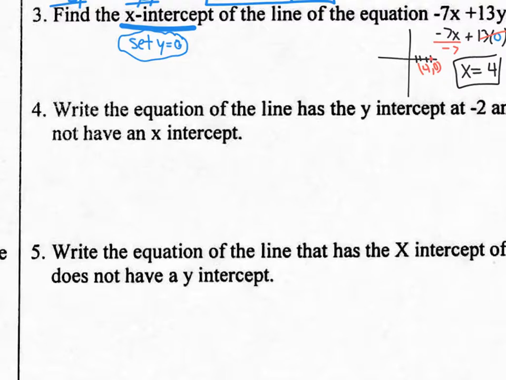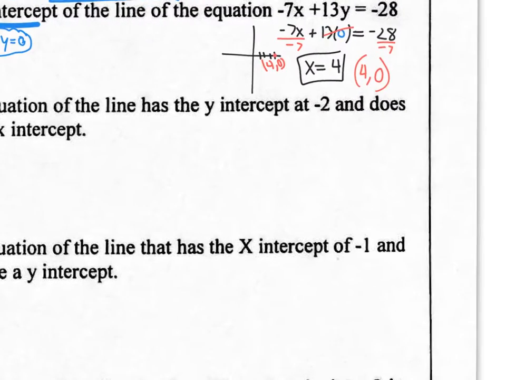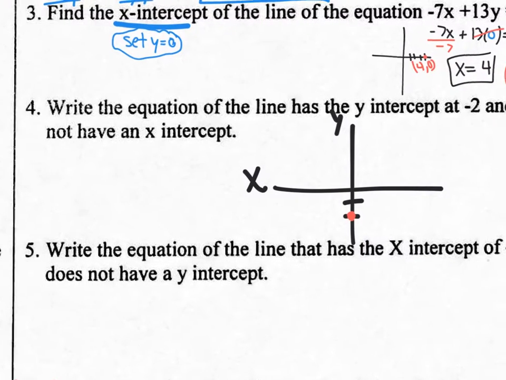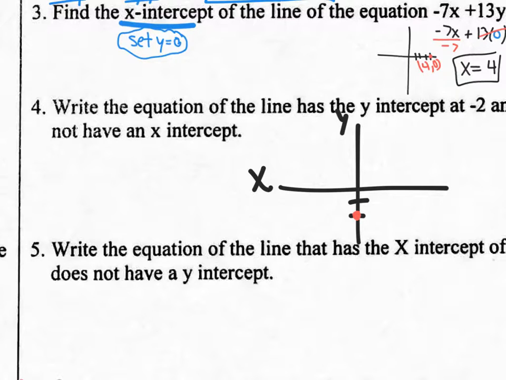So let's first understand what they're asking us right here. It says write an equation of a line that has a y-intercept at negative 2. To visualize it, I'm going to draw an xy plane, and the y-intercept is at negative 2. Here's my y, here's negative 1, here's negative 2. My line crosses through right there. That's my y-intercept. What's the x-intercept? It says it does not have an x-intercept. So what does that line have to look like? It has to be horizontal. It's not going to cross the x-axis.